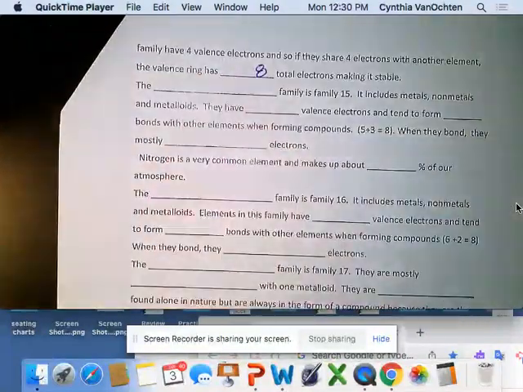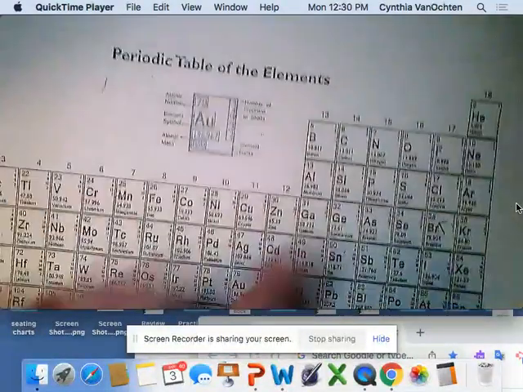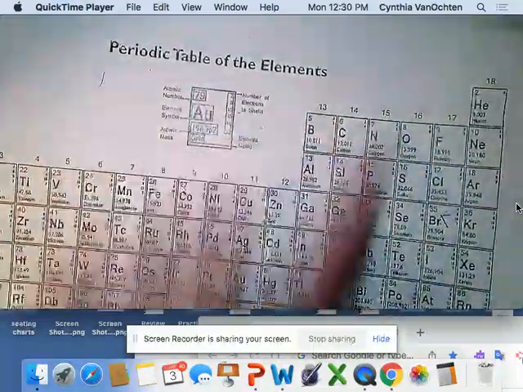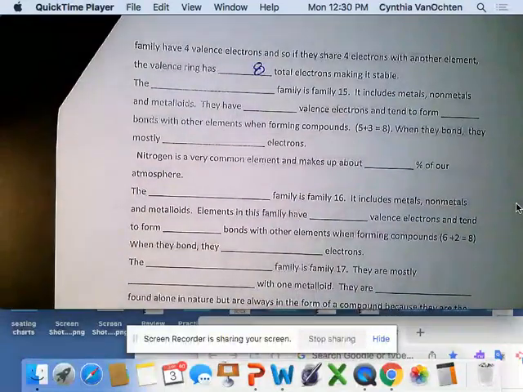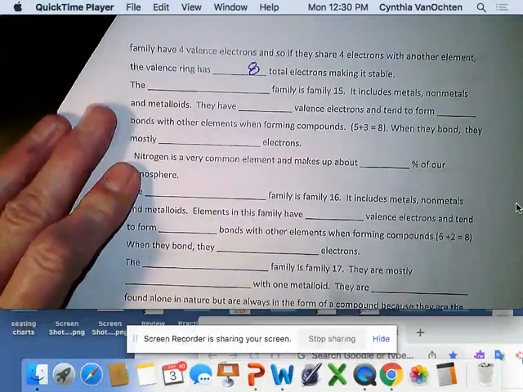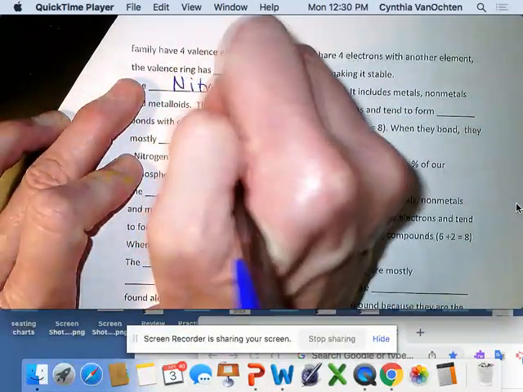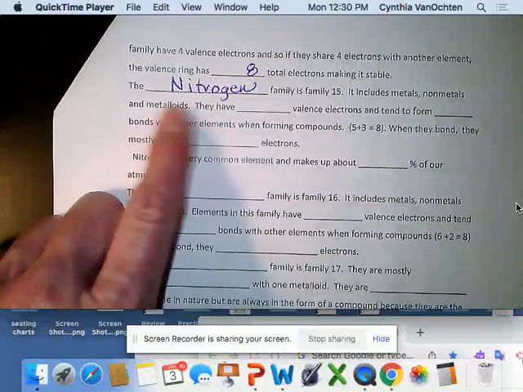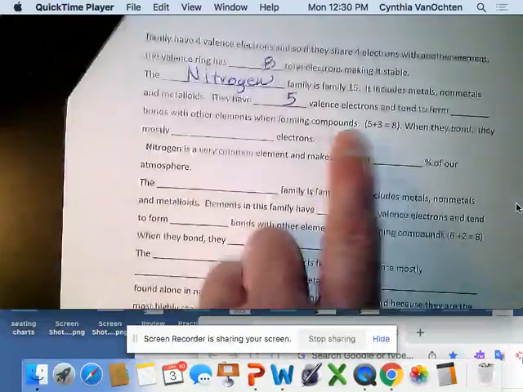Okay, now our next family that we look at is this nitrogen family with phosphorus and so on, where they all react similarly. Okay, so the nitrogen family is family 15. It includes metals, nonmetals, and metalloids. They have 5 valence electrons.